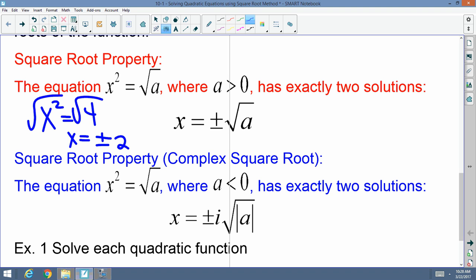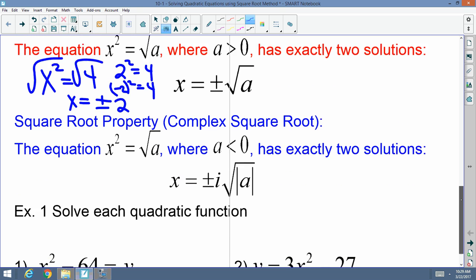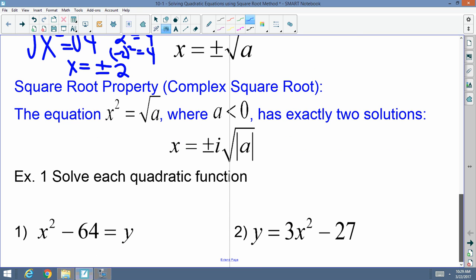Why? Well, because 2 times 2 could be 4, so 2 squared does equal 4. But negative 2 times negative 2 also equals 4. So you have a plus or minus here. You guys with me so far? Okay. Has to happen. Same exact thing with complex solutions.